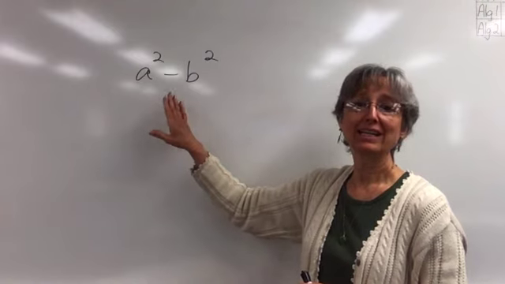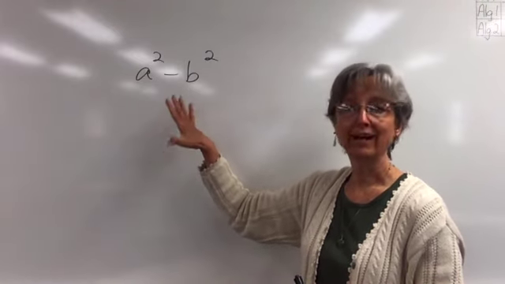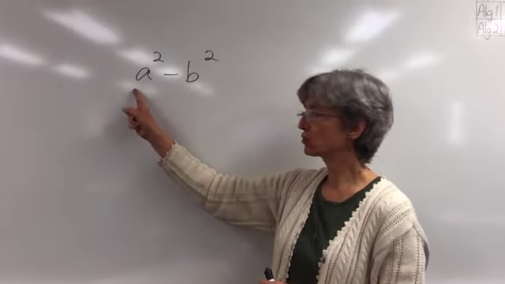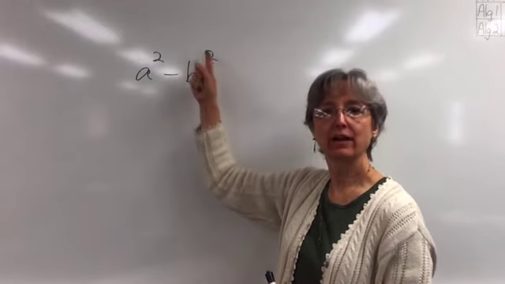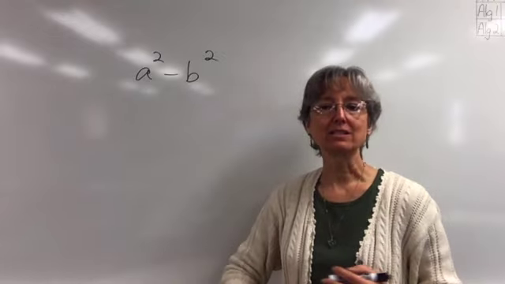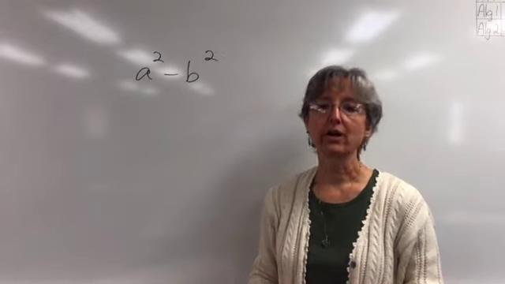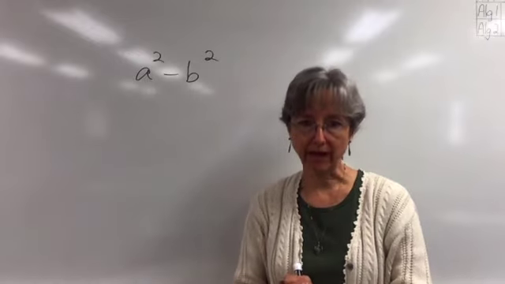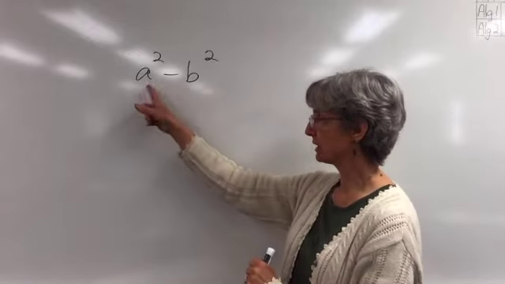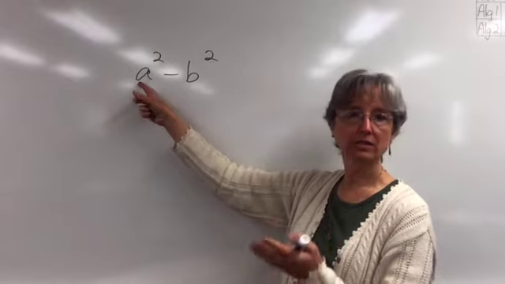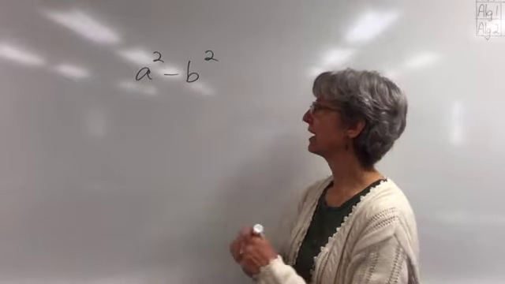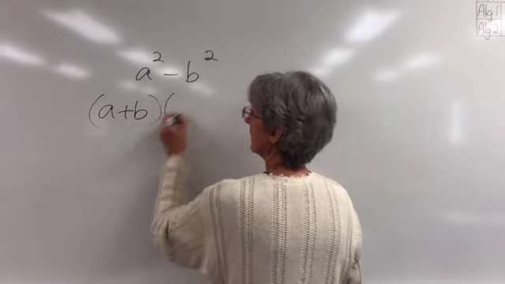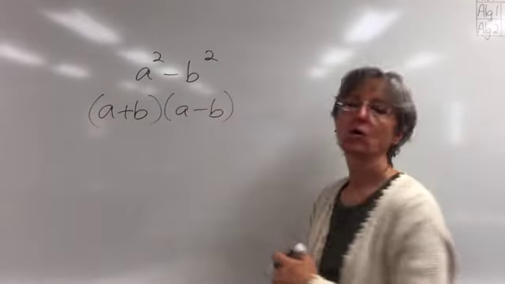This pattern is really, really important, and I want you to be able to recognize this. If you have one perfect square minus another perfect square, we call this the difference of two squares. I want you to see them, recognize them. They're super easy to factor. Whatever a is, whatever b is, this factors to be a plus b times a minus b, always.